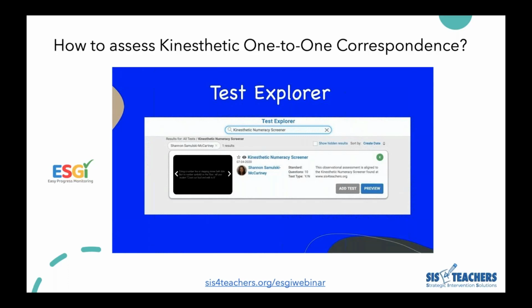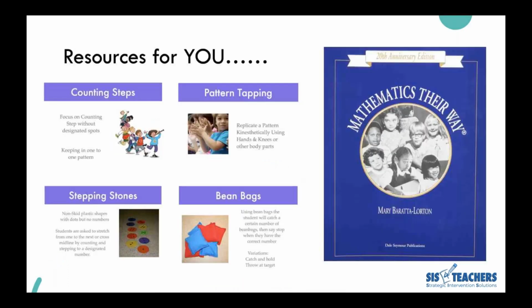The cool thing about this is that kinesthetic one-to-one correspondence does not take long to develop. If you did 10 minutes a day, 5 days a week for 3 weeks, some of the kids, it's just lack of exposure. And so what resources could you use to help students that might be looking a little bit more like our second student on the video?